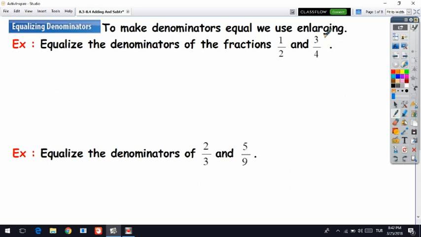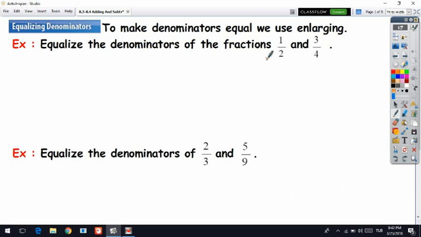Okay, now let's look at an example. The example says equalize the denominators of the fractions 1 over 2 and 3 over 4. As you can see, these fractions have unlike denominators. Why? Because the denominators are different. Okay, how can we make the denominators like, or equal, or the same?